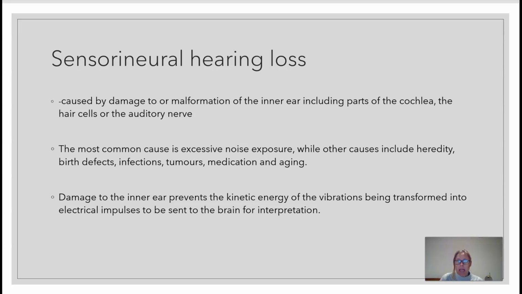And so what's happening here is the sound's making it through okay to the middle ear, but the inner ear is preventing that kinetic energy, so energy due to movement, converting into an electrical impulse that's then sent via the auditory nerve up to the brain for interpretation.